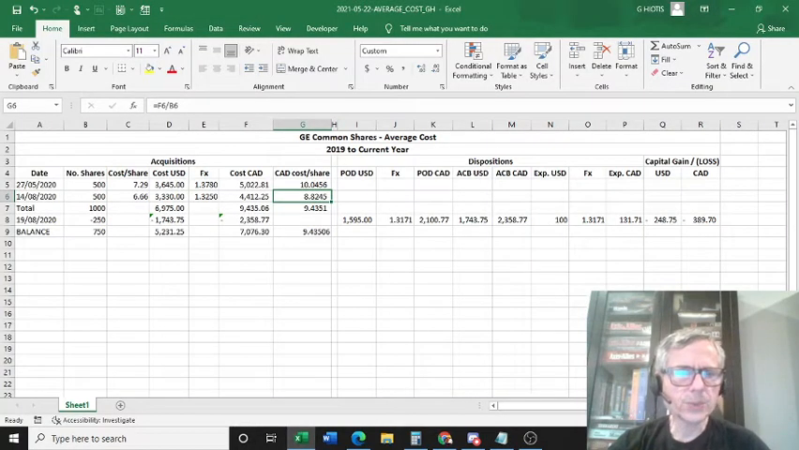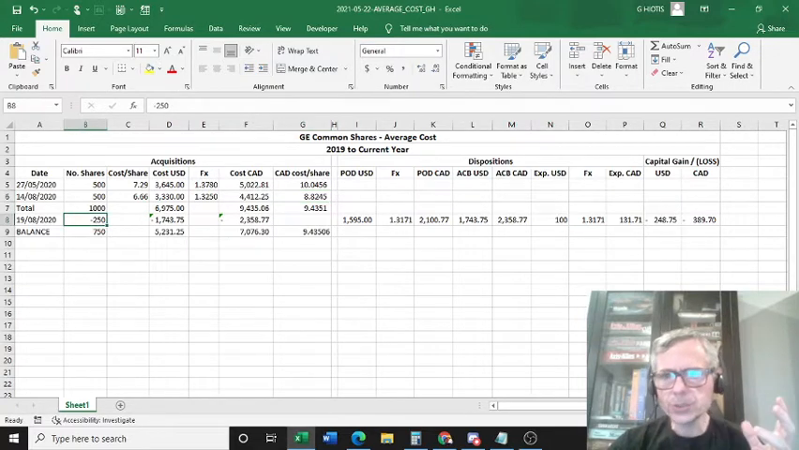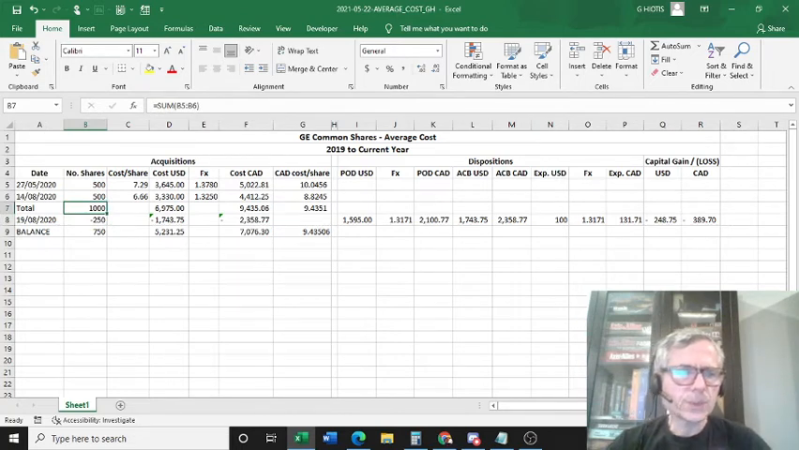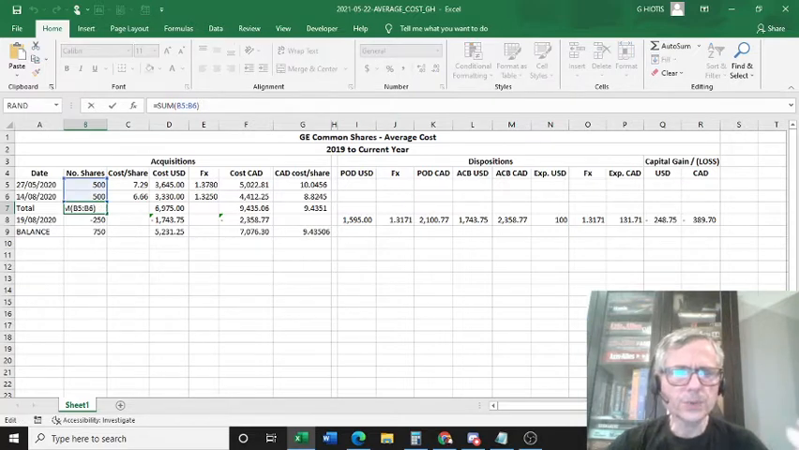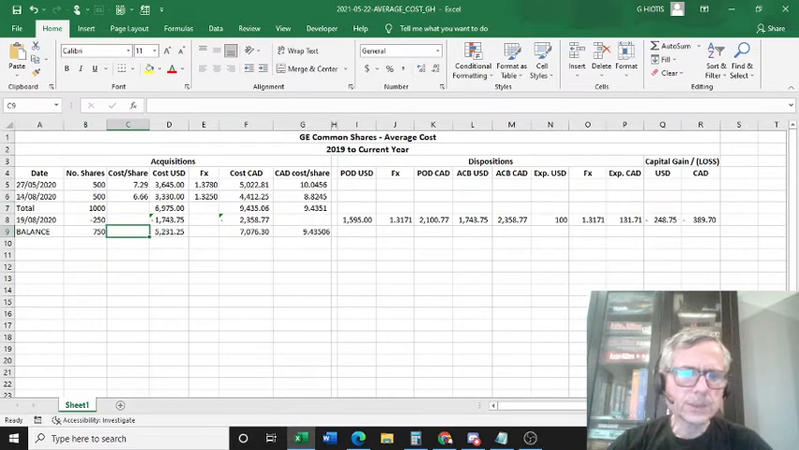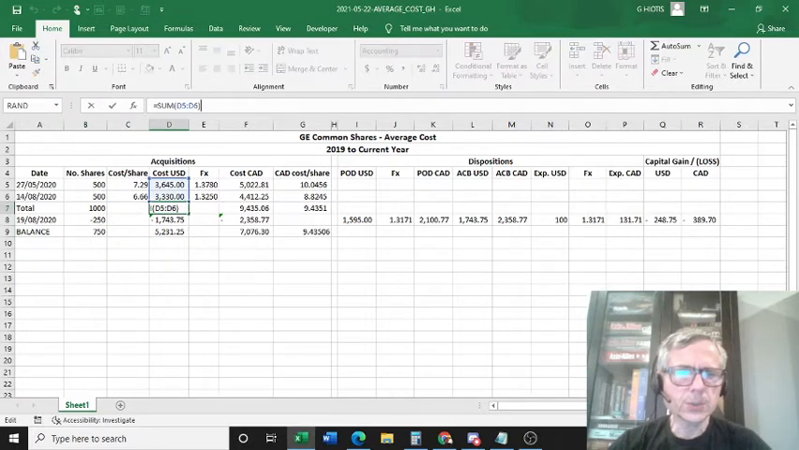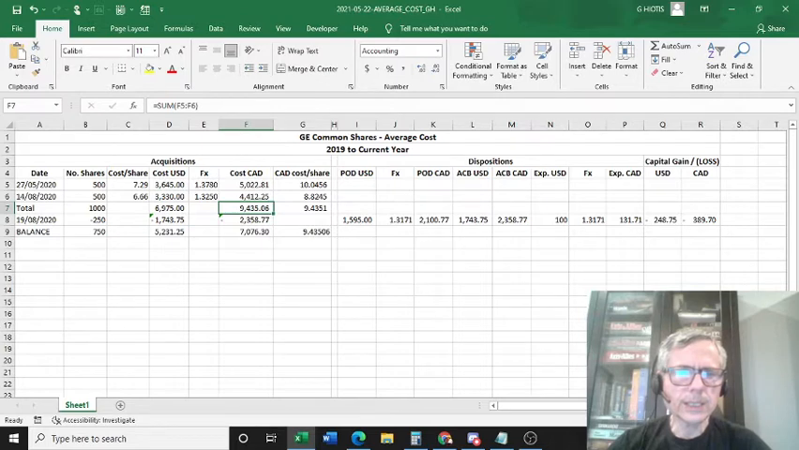Now, what happens when you have a sale? As you can see here, I sold 250. It's a partial disposition because I did not sell everything. When you do a sale, you take the sum of what you accumulated so far, which in this case is two lots of 500 shares, if you can call them that. Then you add up the total cost, and you add up the total cost in Canadian dollars.